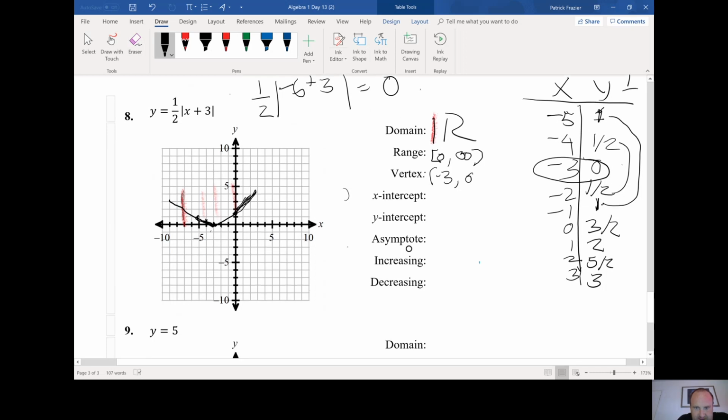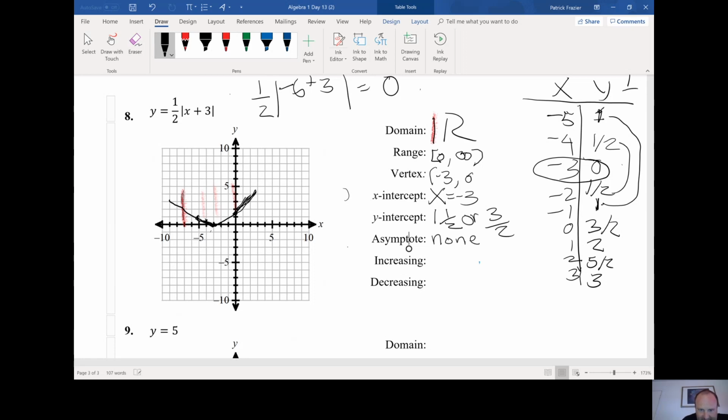So that's in parentheses. X-intercept would be where we cross the x-axis. So we touch the x-axis at x equals -3. So x equals -3. Y-intercept when x equals 0, y equals 3/2. So 1.5 or 3/2, same thing. There's no asymptote, meaning that there's not some vertical or horizontal line that we approach but never quite reach it.